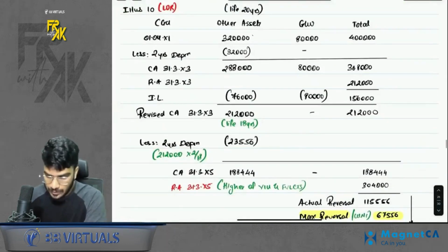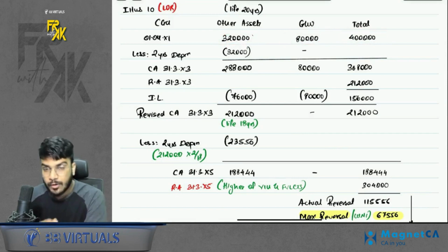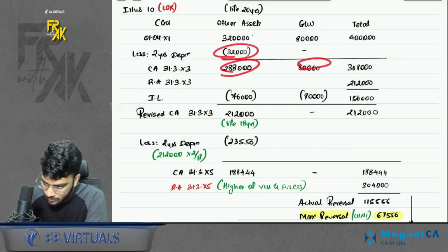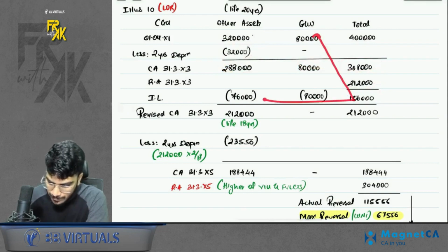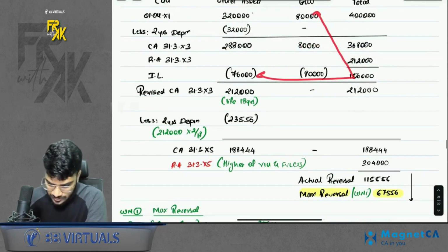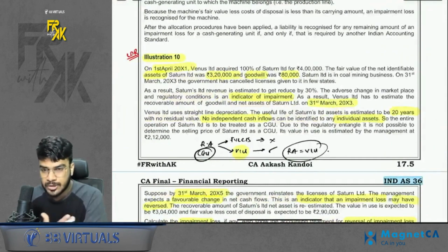See, illustration number 10, other assets and goodwill, 4 lakhs value. Because we want to test for impairment after 2 years, first depreciate for 2 years. You get the carrying amount. Recoverable amount is given. You get the impairment loss of 1,56,000. First allocate against goodwill and then the balance against other assets. You get the revised carrying amount. Depreciation will also change prospectively.